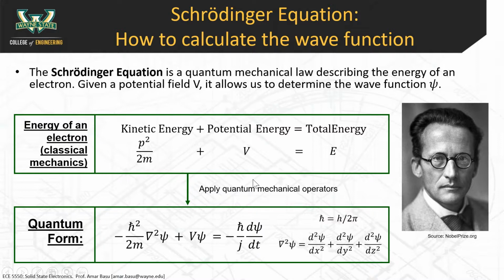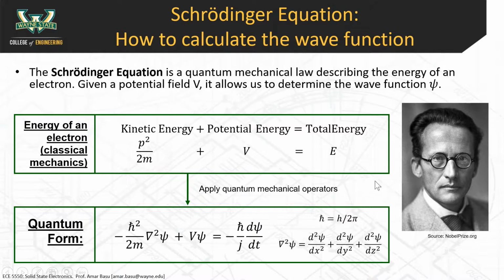The kinetic energy is equal to the momentum squared divided by 2m. I'll show you how to get this. The potential energy has to do with the voltage that's applied to the system, right? If you have a charged particle, you can move it by placing it in an electric field, so that represents potential energy. And then the total energy of the electron is equal to the kinetic plus the potential energy.